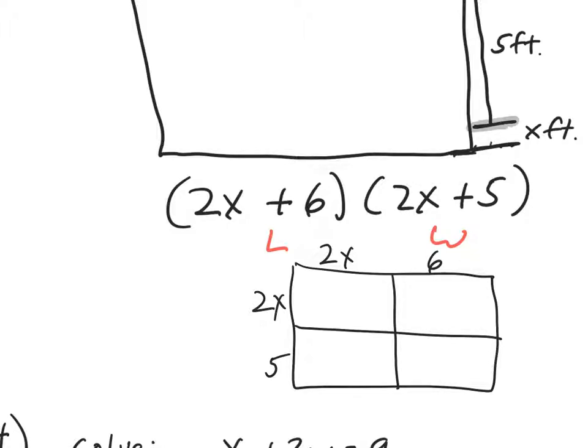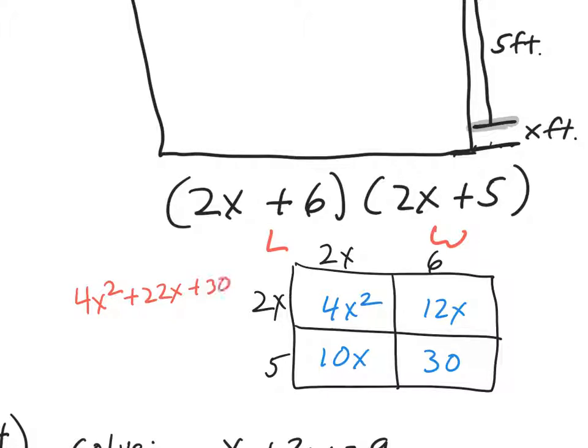So 2x times 2x makes 4x squared. 6 times 2x is 12x. 5 times 2x is 10x. And 6 times 5 is 30. Then go ahead and combine all that. We'll get 4x squared. We can combine 12x and 10x to make 22x. And then 30. So we end up with 4x squared plus 22x plus 30.